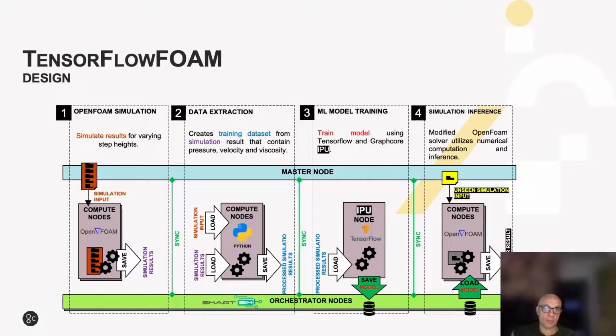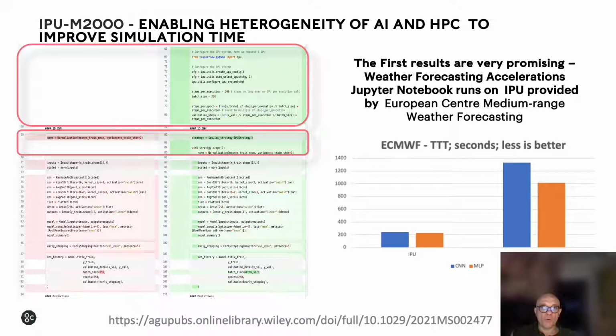In the second phase, we do the data extraction, creating the datasets for our machine learning. In the third phase, we train the model using TensorFlow and the Graphcore IPU. And in the fourth step, we improve the simulation with inference, modifying the OpenFOAM solver and utilizing numerical computation in the inference not seen by classical OpenFOAM before. As I said before, it is a natural trend to replace the HPC-enabled solver with a machine learning-enabled solver.